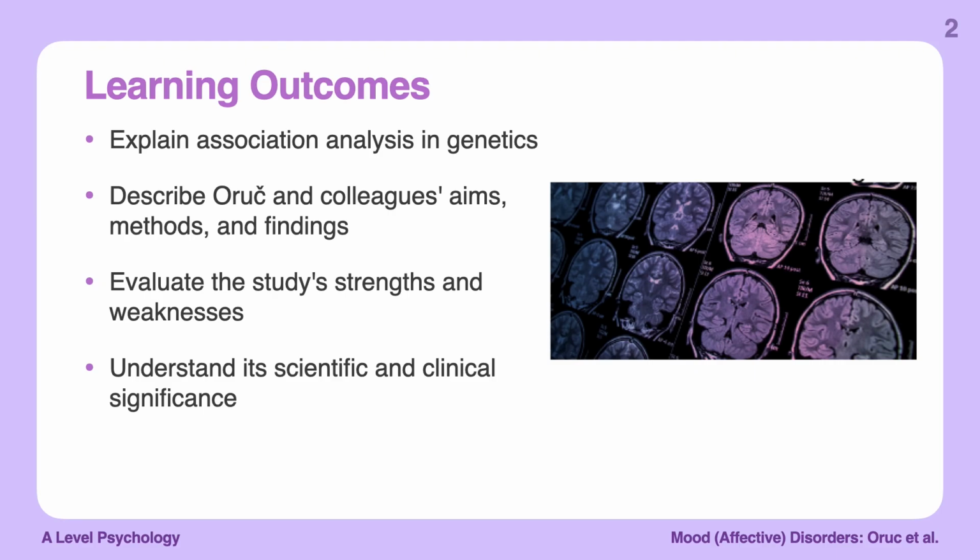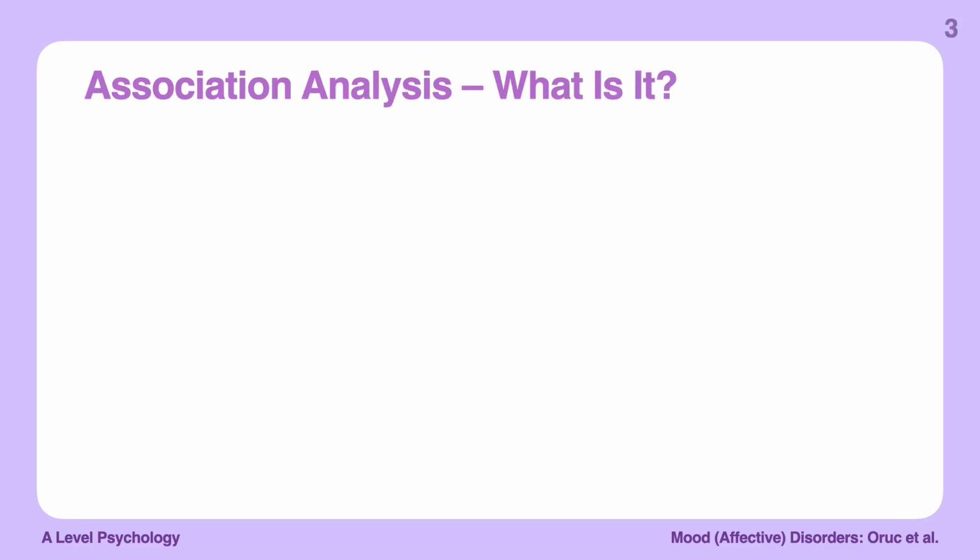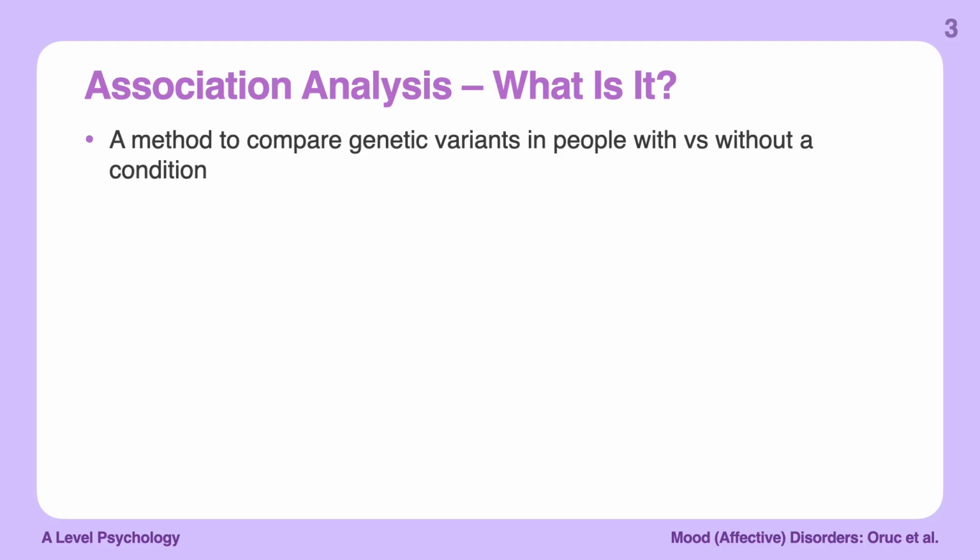So let's start with the basic method. What exactly is association analysis? Association analysis is actually a pretty straightforward concept when you think about it. It's a method to compare genetic variants in people with versus without a condition. So you take a group of people who have bipolar disorder and a group who don't, and you compare their genes to see if there are any differences.